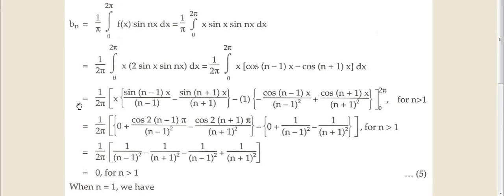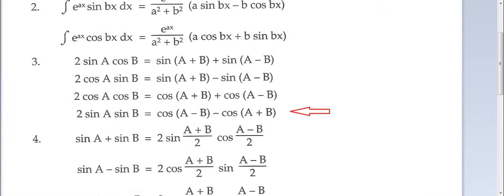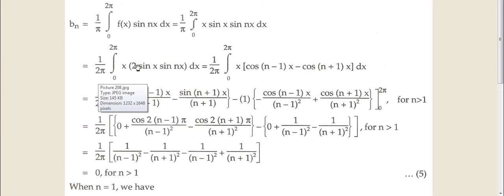Again for finding bn, the same equation: (1/π) ∫ from 0 to 2π of f(x) sin nx. Just input this and the same logic goes again. The formula for sin a sin b is 2 sin a sin b = cos(a-b) minus cos(a+b). So multiply and divide by 2 to get this equation, and then again solve by integration by parts. Again 2 times, one for this, and you must get the answer. Now the problem is again the same, (n-1). So it is for n greater than 1. For n equals 1, we will again solve below.